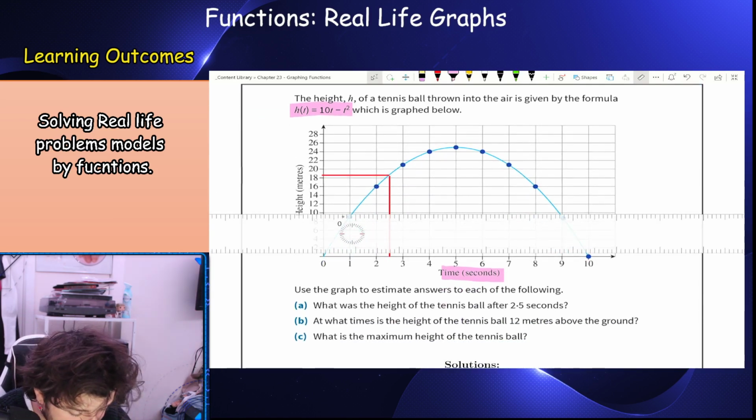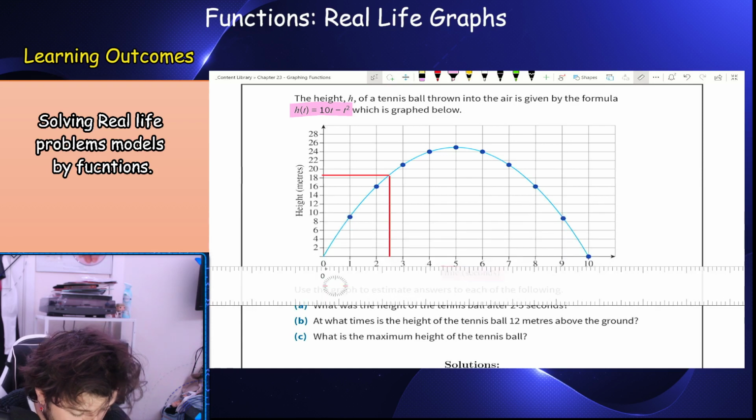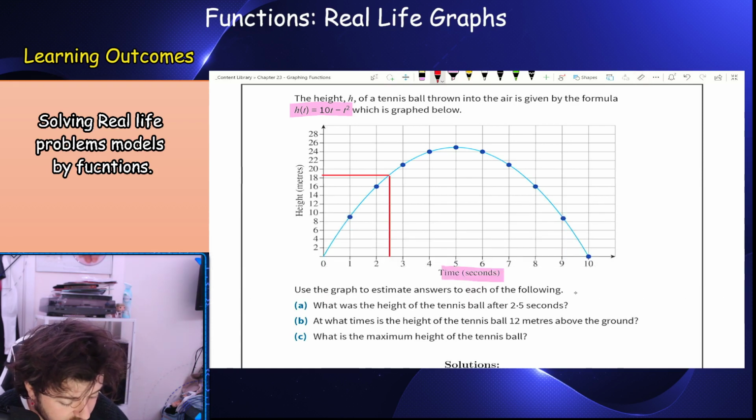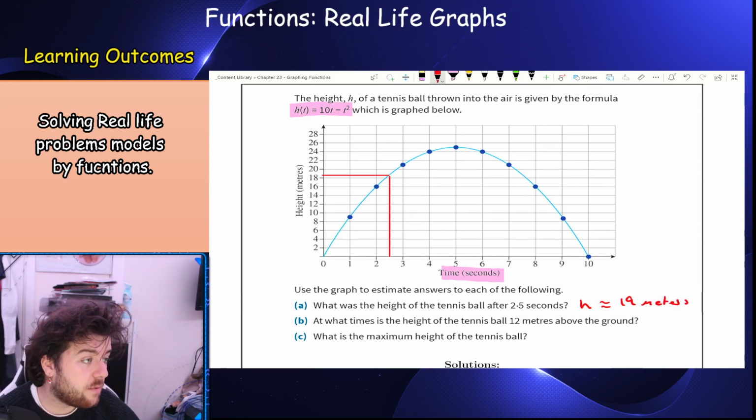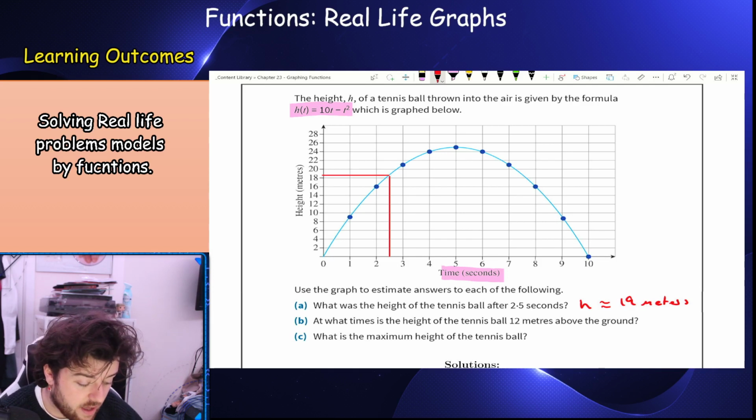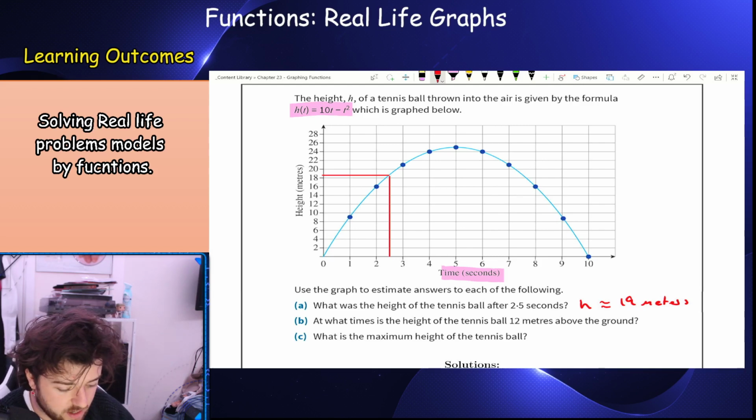So that is roughly going to be, so after 2.5 seconds, the height of the ball, h, is roughly going to be 19 meters. Right, make sure to put your units in. So after 2.5 seconds, that tennis ball is 19 meters in the air. At what time is the height of the tennis ball 12 meters above the ground?